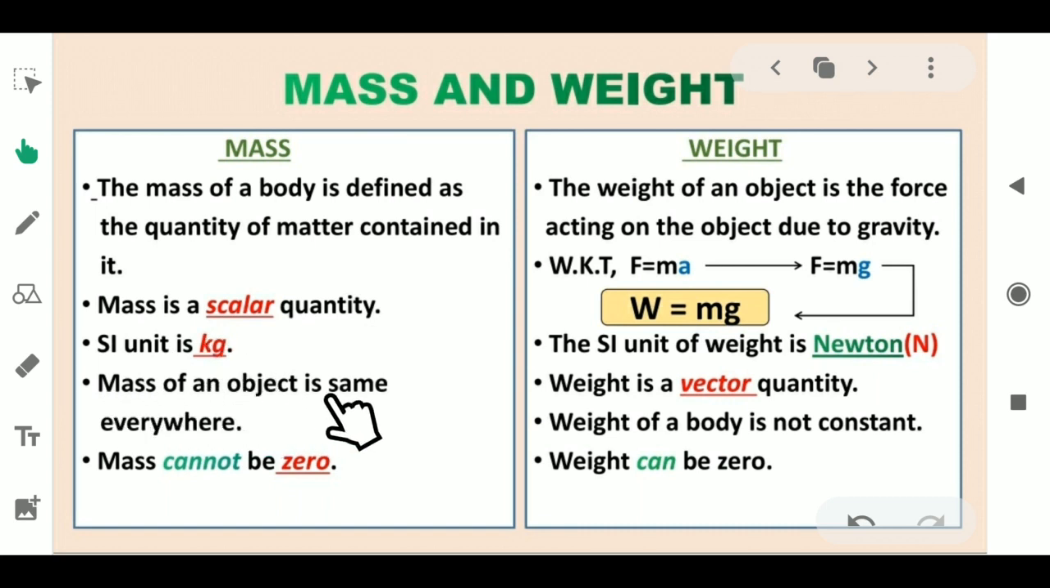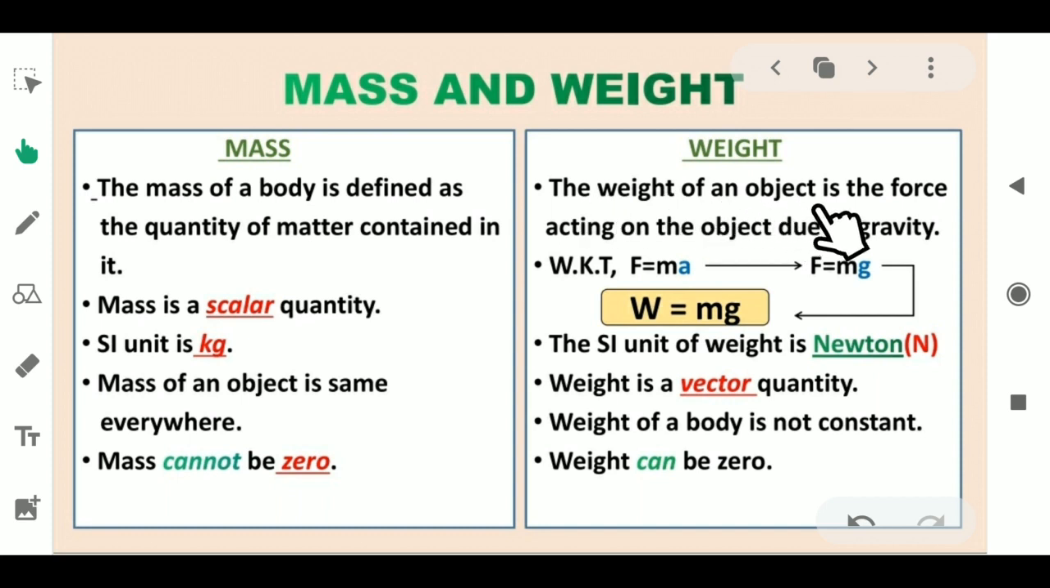The mass of an object is the same everywhere, no matter whether it is earth, moon, whatever it may be; the mass of an object is the same everywhere in this universe. And it cannot be zero. So these are the points that you should remember in the case of mass. The second one, weight. What do you mean by weight?